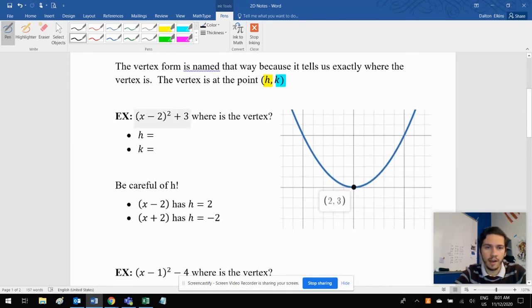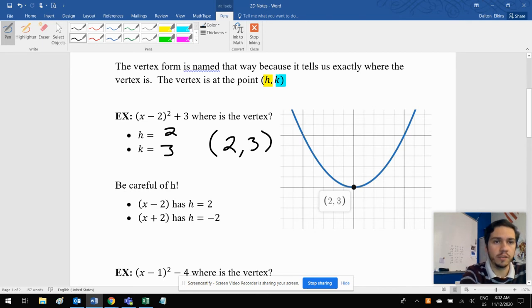Here is x minus 2 quantity squared plus 3. Where is the vertex? Well, here the h value is 2. The k value is 3. So I should expect the vertex to be at the point 2, 3. And if you look at this graph that I have over here on the right, that is exactly where the vertex is. Now you might be sitting there thinking, wait a minute, it says minus 2.